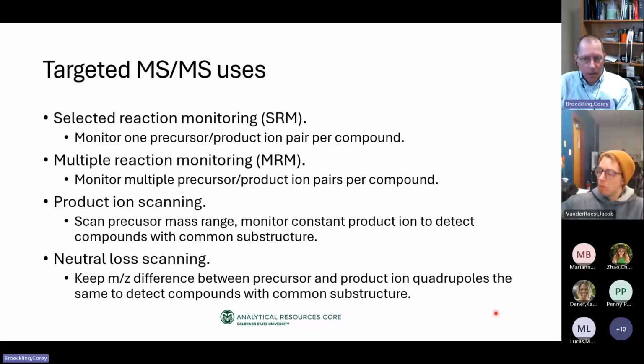time, you can scan through all of the masses that may contain that particular phosphatidylethanolamine structure, depending on the different fatty acid units, and detect all of them in one type of experiment through this neutral loss scanning.